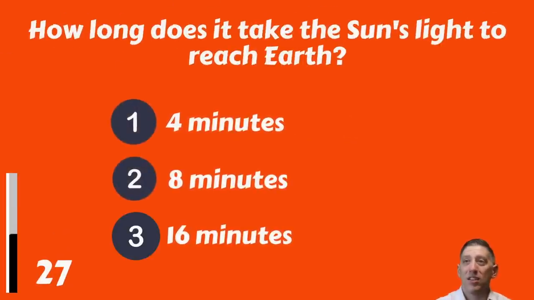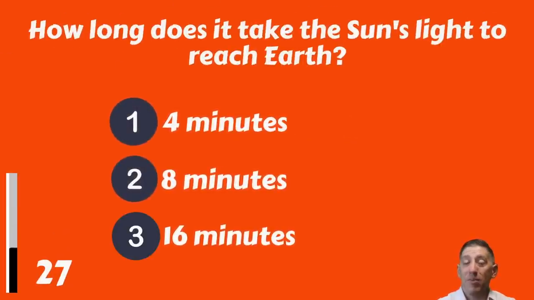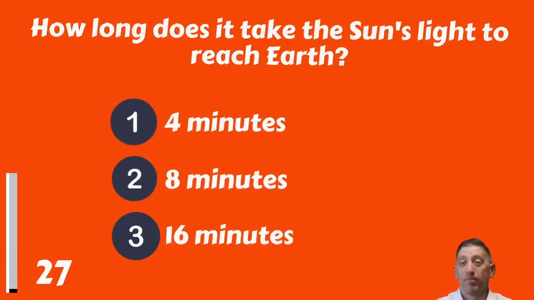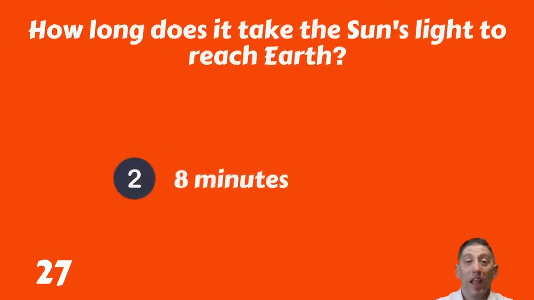How long does it take the sun's light to reach Earth? 4 minutes, 8 minutes, or 16 minutes? 8 minutes.